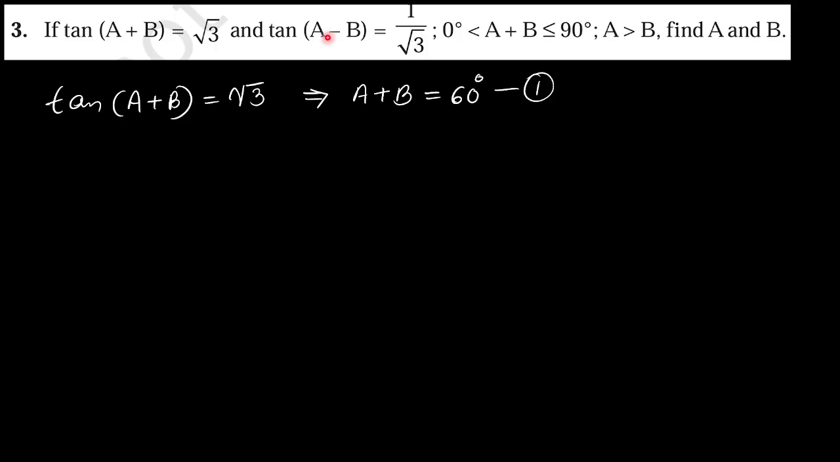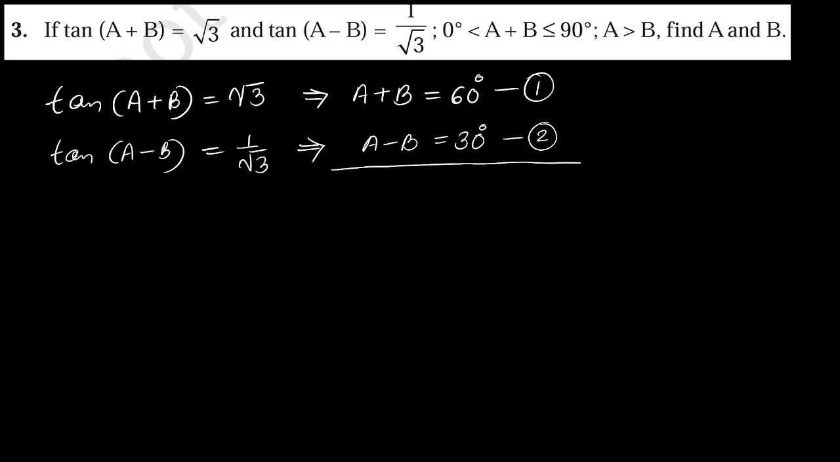And any other condition, tan a minus b is 1 by root 3. Tan a minus b equal to 1 by root 3. A minus b is equal to 30. Yes, very good. A minus b equal to 30 degree. Another equation. I want a and b. Anybody? Lina, you are not responding. Lina, how will you find a and b from the two equations?